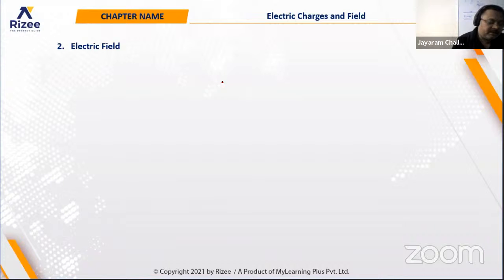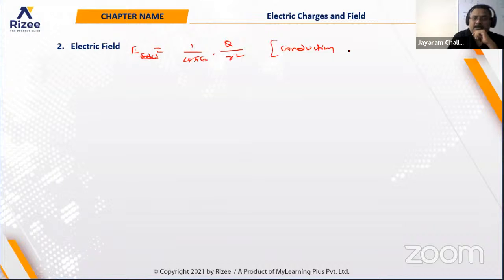For example, if I go for the electric field condition, what will be the electric field of a sphere, a solid sphere? So E of a solid sphere, or a conducting sphere: E is equal to 1 by 4 pi epsilon naught into q by small r square. This is for the conducting sphere.